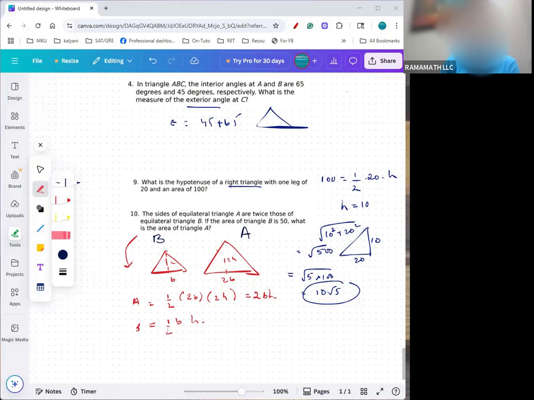The area of B is given as 50. So if this is 50, how much is this going to be? You have 2BH, and this is the area. Let's find out what BH is. The area of B is 50, so 50 equals a half times BH, and then BH is 100. But guess what? The area of triangle A is 2BH. So that's going to be 2 times 100, which is 200.